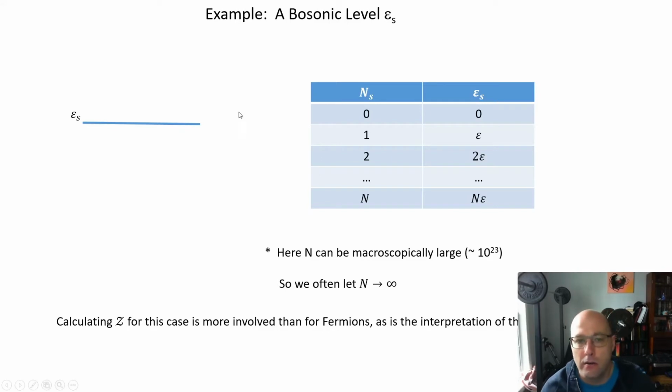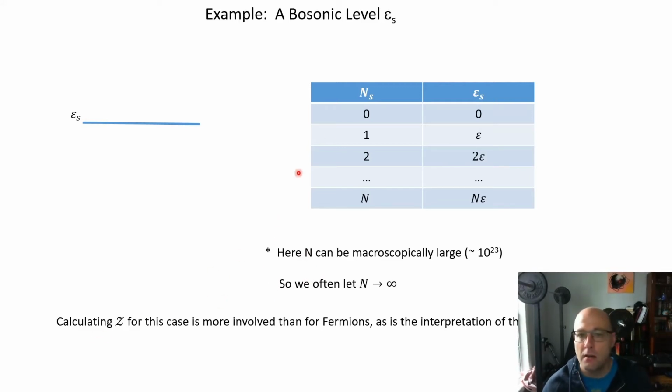And let's look again at our table from a few lessons ago where we list the possible values of n_s and E_s, this time associated to a level that will be occupied by bosons. And so the challenge here is that we have a lot of n_s values from 0 up to N, and each one has an associated energy value where the energies are just additive. So if you have two particles in the level, it's 2 epsilon. If you have n, it's n epsilon. And so here N can be quite a large number, and so often we let it approach infinity.